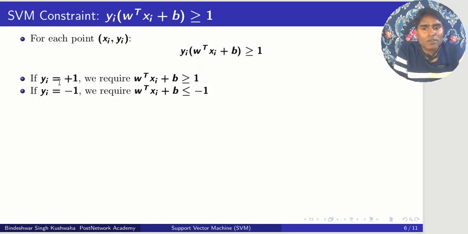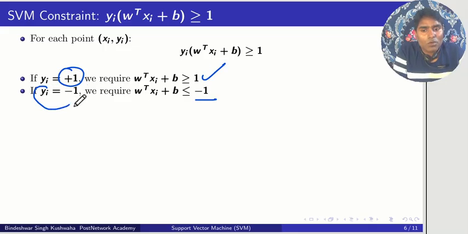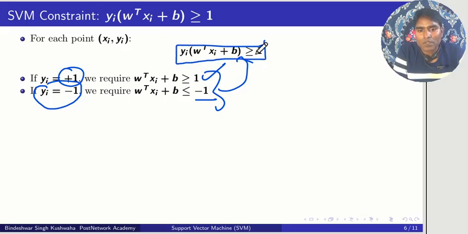So here there are two lines. If W transpose xi plus b is greater than 1, that belongs to plus 1, and if less than minus 1, that belongs to minus 1. If you combine both of them, you will get this one. The same is combined into one equation.